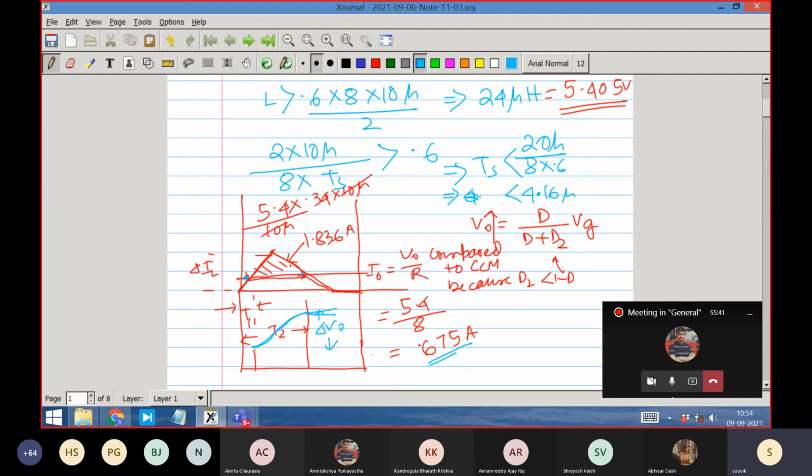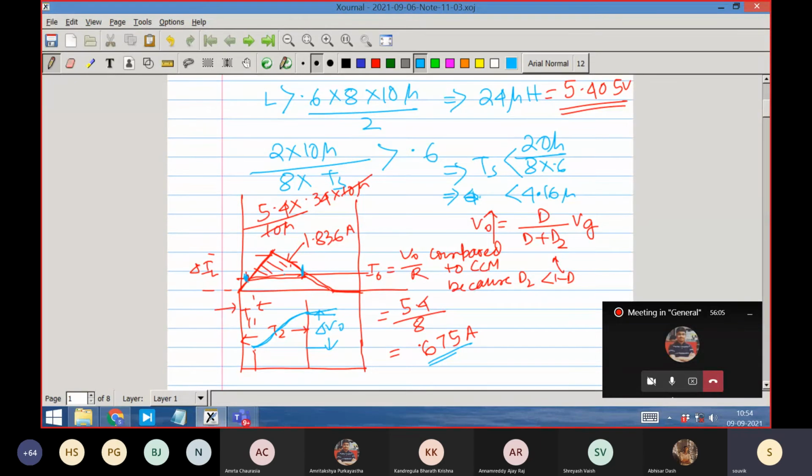My job is only to find out delta V0. That means the difference between the minimum voltage and the maximum voltage. And I know the voltage is minimum here and the voltage is maximum here, because this time is positive, so it must be increasing, right? So from that argument, if I find out T1 and T2, I will be able to find out the delta V0, or the ripple of the converter.